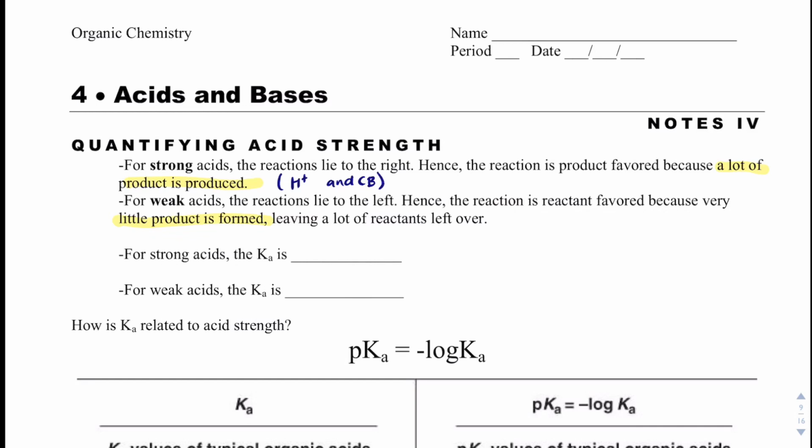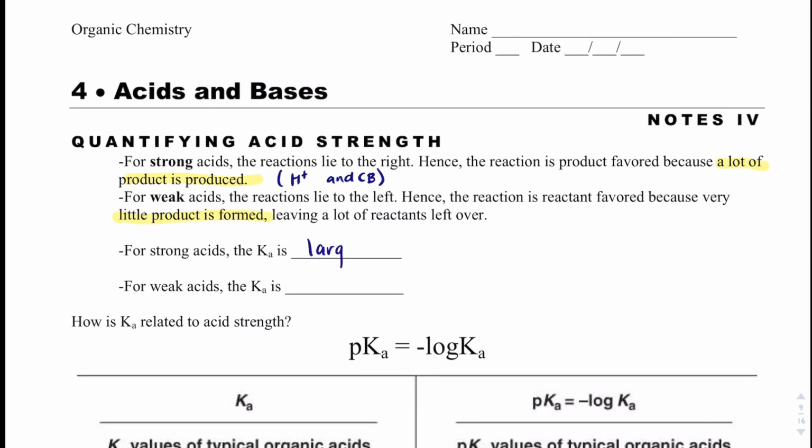Okay, mathematically speaking, if we had strong acids, the Ka would be large. From notes 2, we said that if we are product favored, we would produce a lot of product, and products are in our numerator for our K value, so that would make K large. Whereas on the flip side of that, if we have weak acids, the Ka would be small because we're not producing very many products and our numerator would be fairly small.